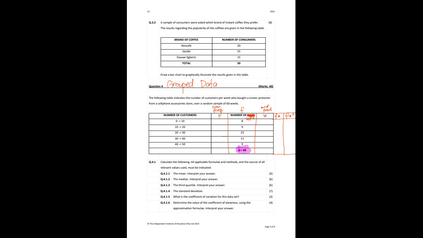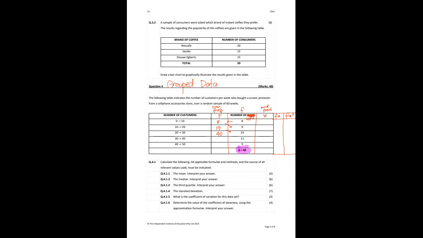It's just adding on each successive frequency. So basically, the first one would be equivalent to the first frequency. Then 8 plus the next frequency, 9, would give you 17. 17 plus the 23 would give you 40. Okay, there we go. 40 plus the 11 would give you 51, and 51 plus the 9 would give you 60.